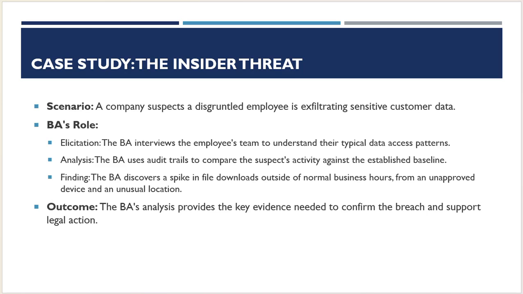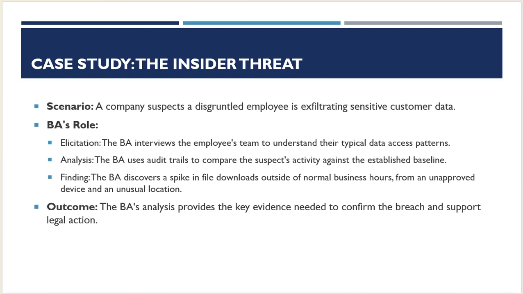In the insider trader case, at initiation the BA will interview the employee team and understand their typical data access patterns, how they access the system, and gather the requirements. Then, to analyze, the BA will use the audit trail to compare the suspect's activity against the established baseline. We will prepare UML diagrams, wireframes, prototypes, the analysis document or functional specification document, and draw the UI, UX and ERD diagrams, showing how the process flows functionally and technically.